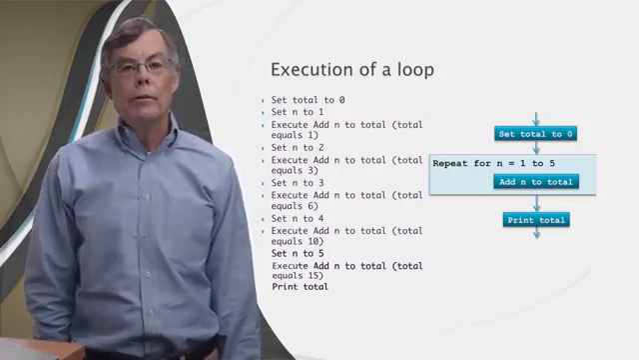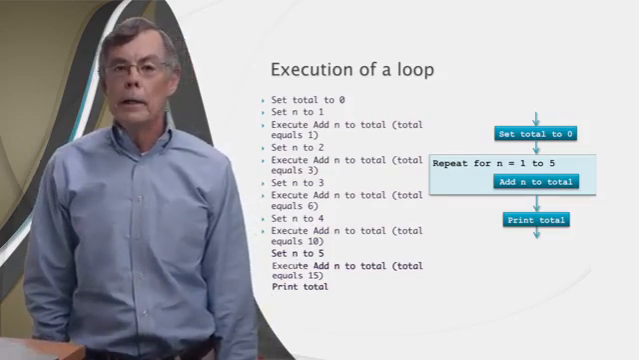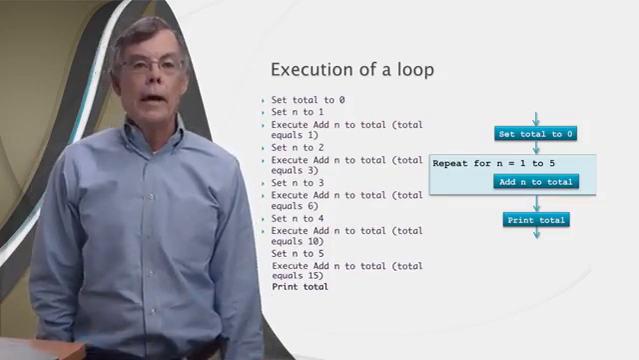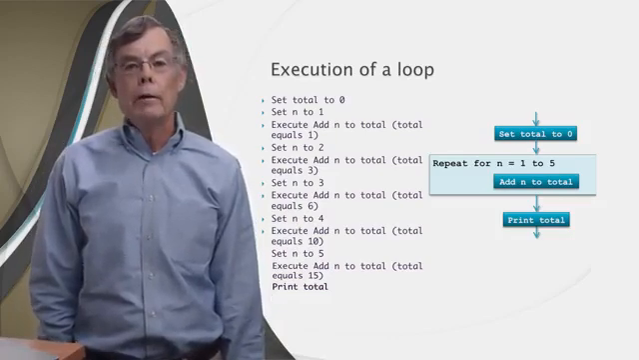That's the end of the fifth iteration, and we've hit the end of the list of values for n, so the loop ends. And finally, we get to the statement after the loop, which prints 15, and our algorithm is done.